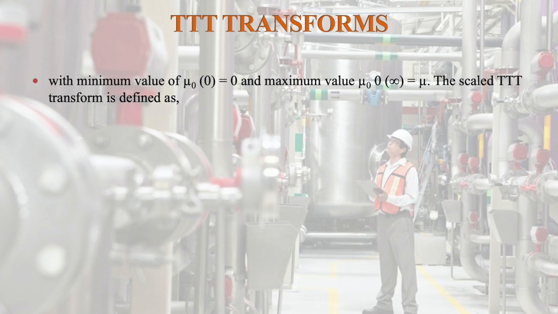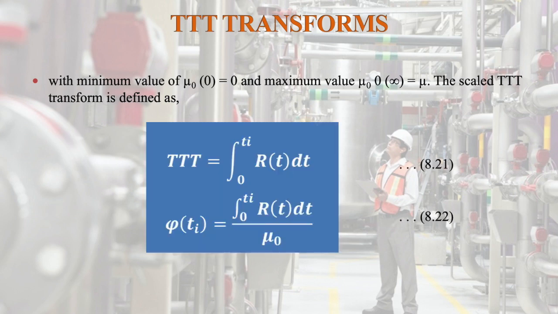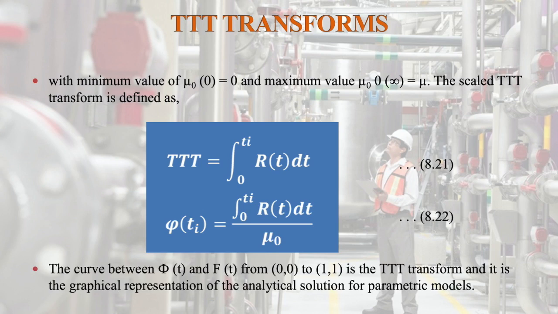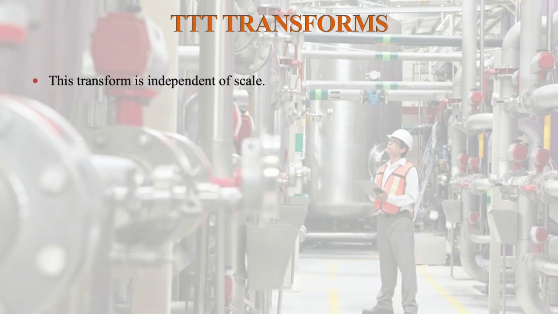The TTT transform is defined as the integral 0 to Ti of R(t) dt. The scaled TTT transform is Phi(Ti) = integral 0 to Ti R(t) dt divided by mu0. The curve between phi(t) and F(t) from 0 to 1 is the TTT transform, and it is the graphical representation of the analytical solution for parametric models. This transform is independent of scale.